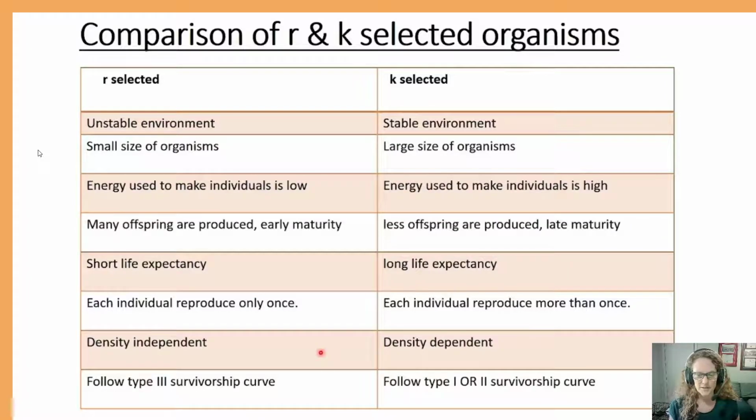So here's a table summing up everything. Make sure you're able to know the differences. It's a big deal, both on multiple choice and FRQs, that you know the difference between R selected and K selected. And then the bottom part: R selected usually follow a type 3 survivorship curve, whereas K selected will follow either type 1 or type 2 survivorship curves. We will talk about those in the next lesson. If you don't know what that is, you can look in your book or wait until our next lesson.